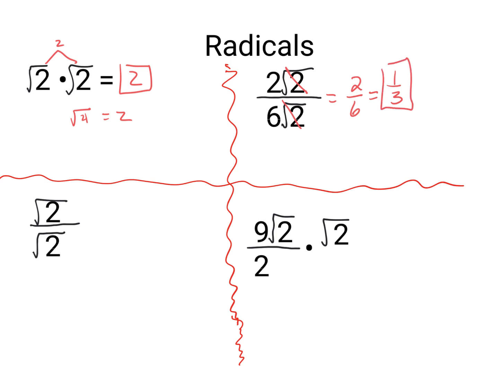Next one, square root of 2 over square root of 2. Remember, same thing. It divides to equal 1, or they cancel, and they just go to 1.